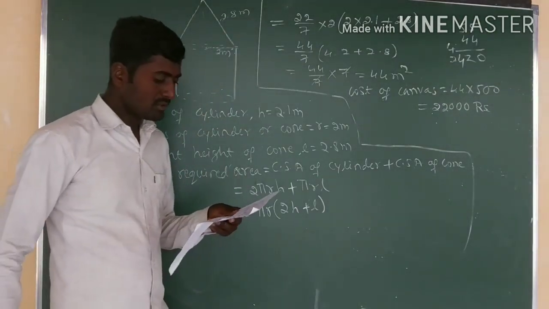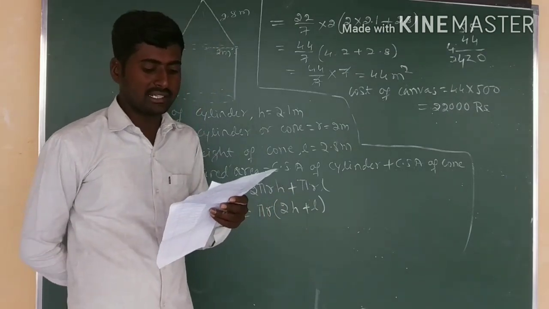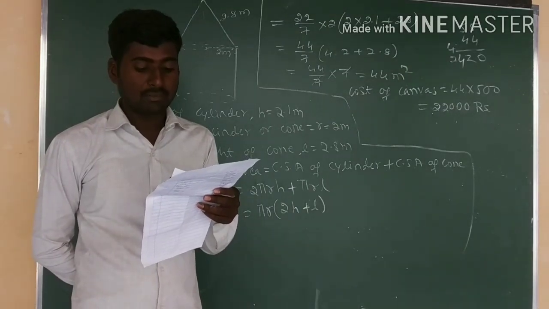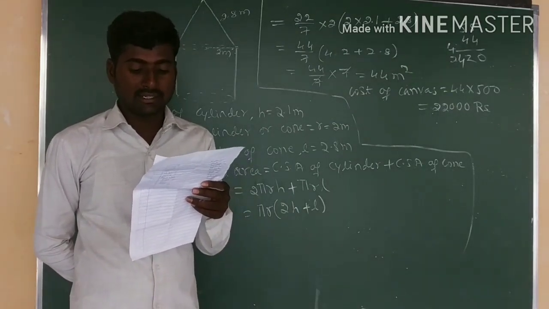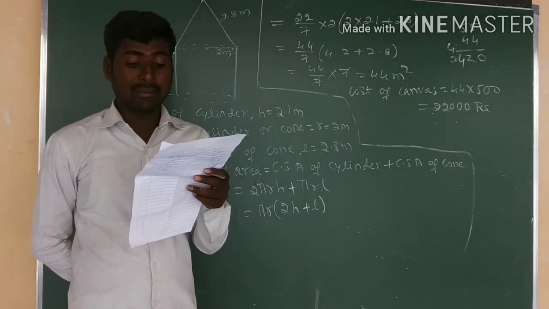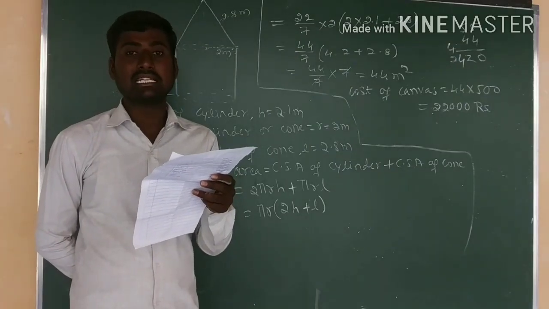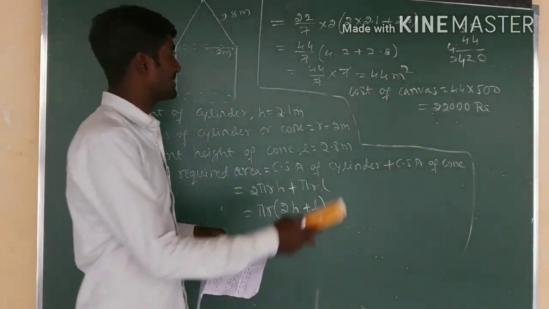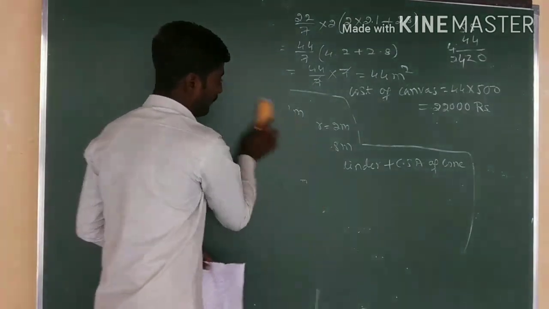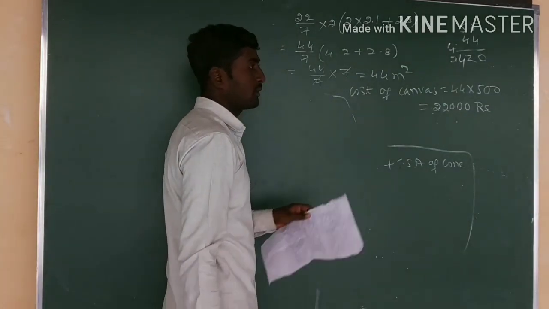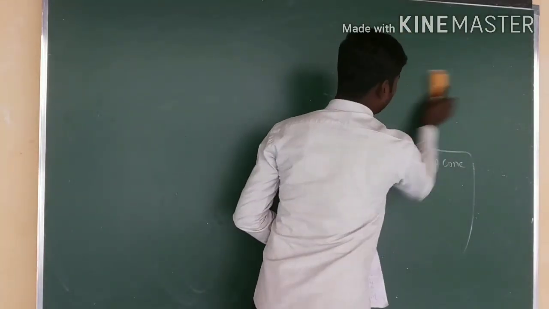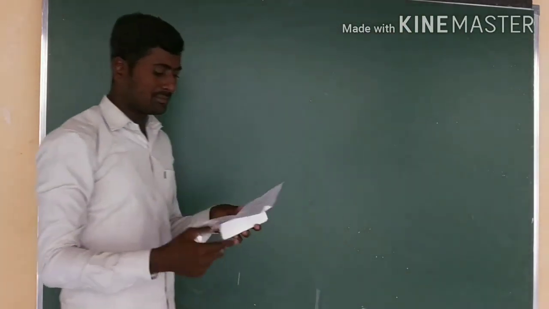So the question is, from a cylinder whose height is 2.4 centimeter and diameter 1.4 centimeter, a conical cavity of the same height and diameter is hollowed out. Find the total surface area of the remaining solid to the nearest centimeter square. So initially there was a cylinder. From that cylinder we are going to remove one conical cavity. The diameter and also the height of that cylinder are given.